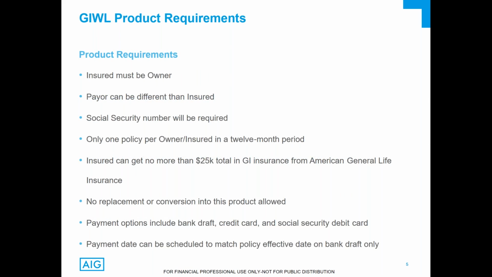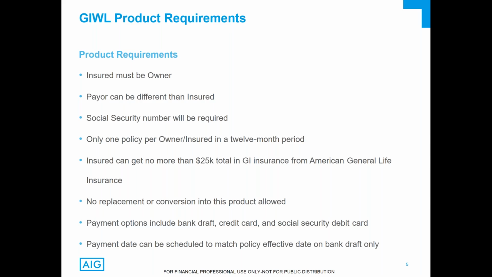A couple of things to note about our GIWL product, and I want to make sure everybody is clear on some of these product requirements. For our policy, the insured must be the owner, meaning the insured must be able to cognitively make a decision to purchase and sign their own name. There cannot be a POA, there cannot be a different owner. The owner must be the insured, and again, this is at the time of issue.